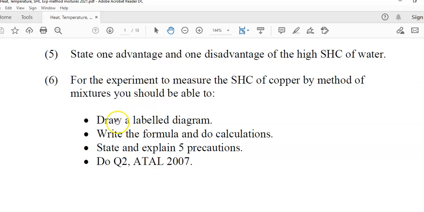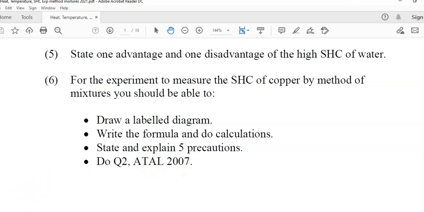So for this experiment, you need to know a labeled diagram. You need to know the formula and be able to do the calculations from the formula. You need to know what measurements were taken and with what instruments. And you need to know about 5 separate precautions to make the final result more accurate. At the end, we'll be testing your knowledge by doing question 2 from the Leaving Cert paper from 2007.